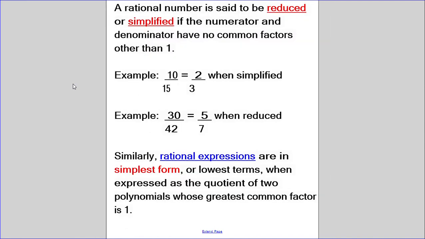So, a rational number is said to be reduced or simplified if the numerator and denominator have no common factors other than 1. So for example, 10 over 15 can equal 2 over 3 when it's simplified down, because I can divide the 10 and the 15 both by 5. Or I can take 30 over 42 and divide each one by 6 and reduce it down to 5 over 7. So similarly, rational expressions are in simplest form or lowest terms when they're expressed as the quotient of two polynomials whose greatest common factor is 1. Now, all of that is to say that we can also factor these out like I did that difference of squares earlier.